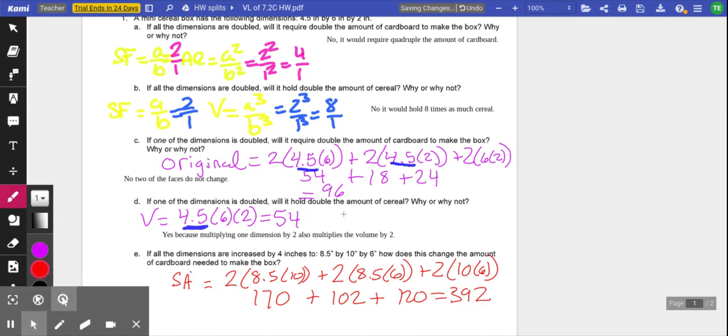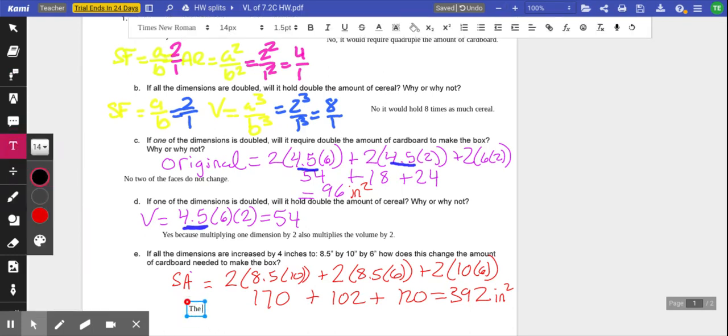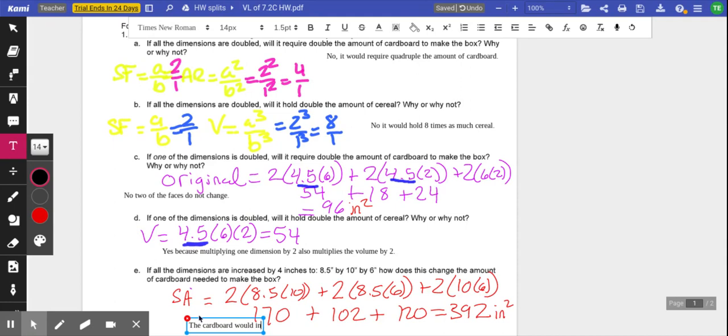So I added a lot more cardboard. Okay, I went from 96 inches squared all the way here to 392 inches squared. So the cardboard would increase from 96 square inches to 392 square inches.